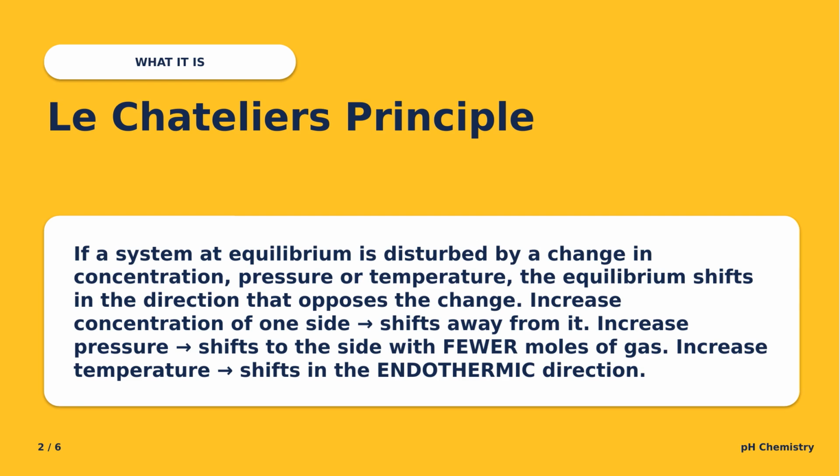If a system at equilibrium is disturbed by a change in concentration, pressure or temperature, the equilibrium shifts in the direction that opposes the change. So increase the concentration of one side and it shifts away from it. Increase the pressure, it shifts to the side with fewer moles of gas. Increase the temperature, it shifts in the endothermic direction.